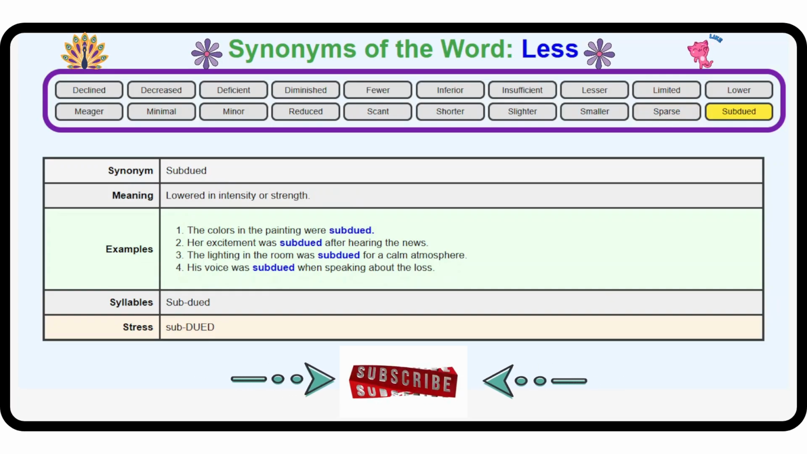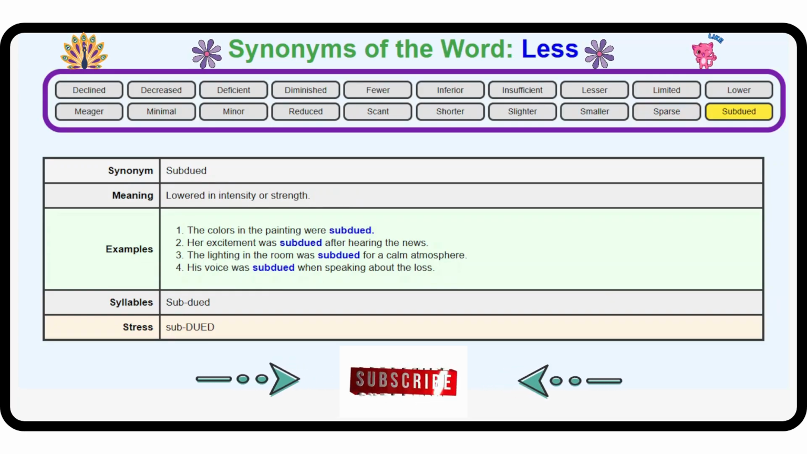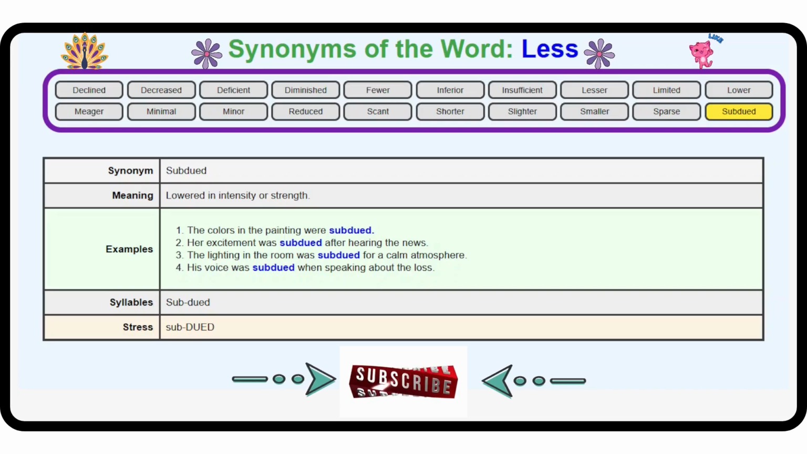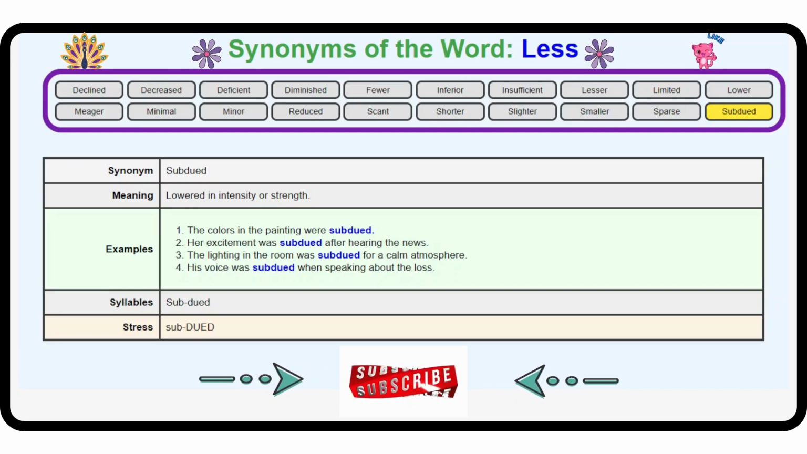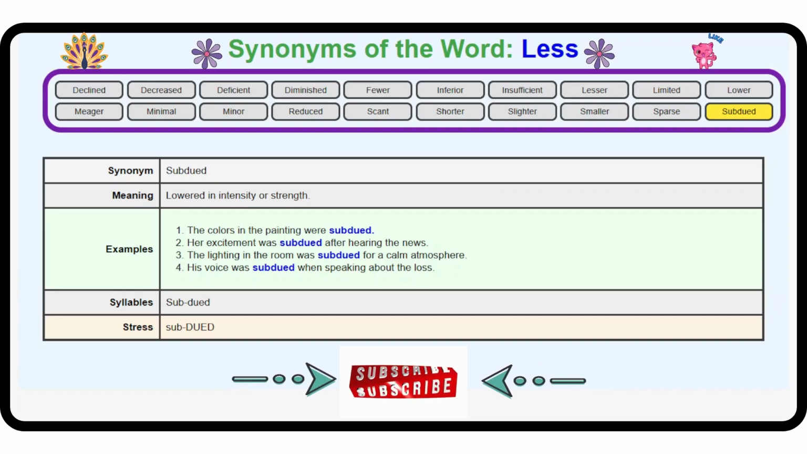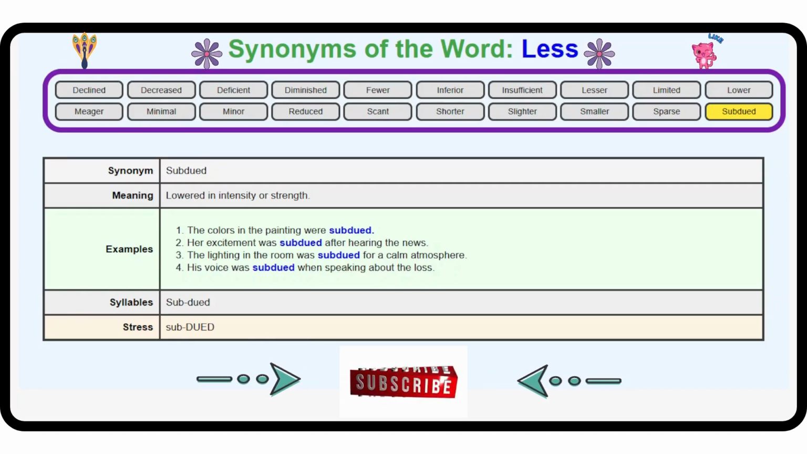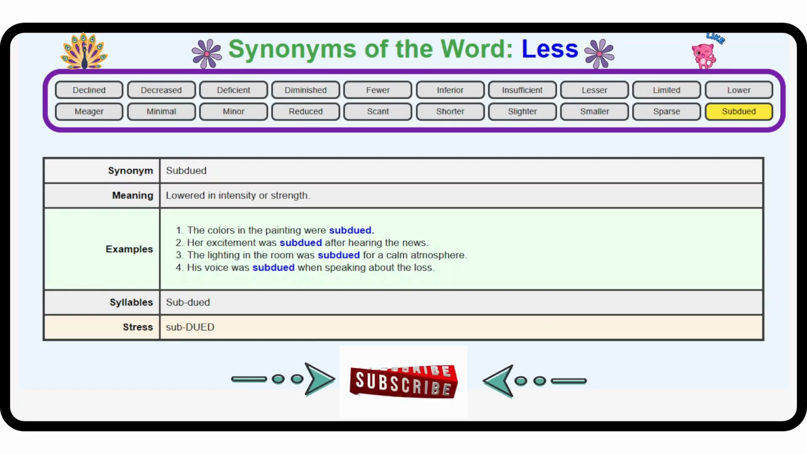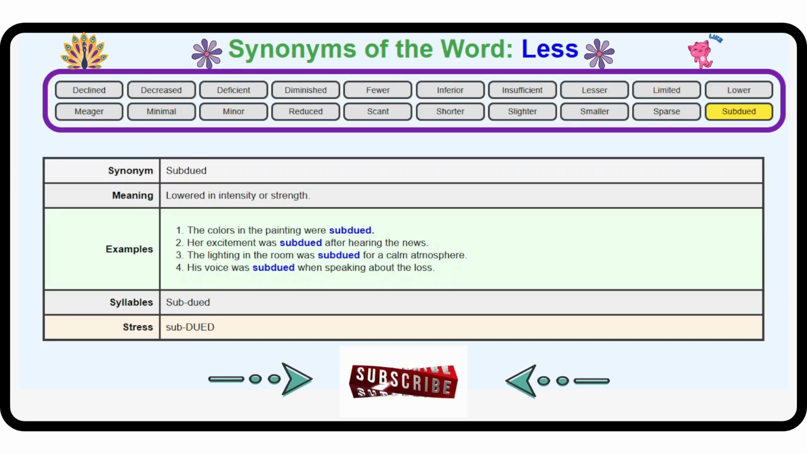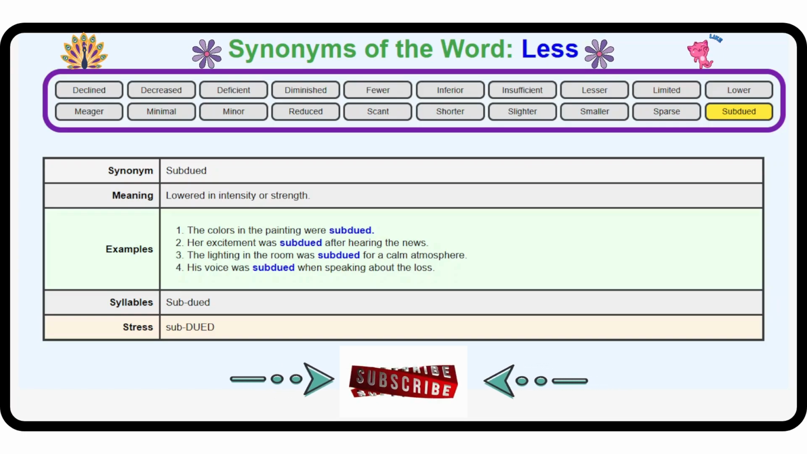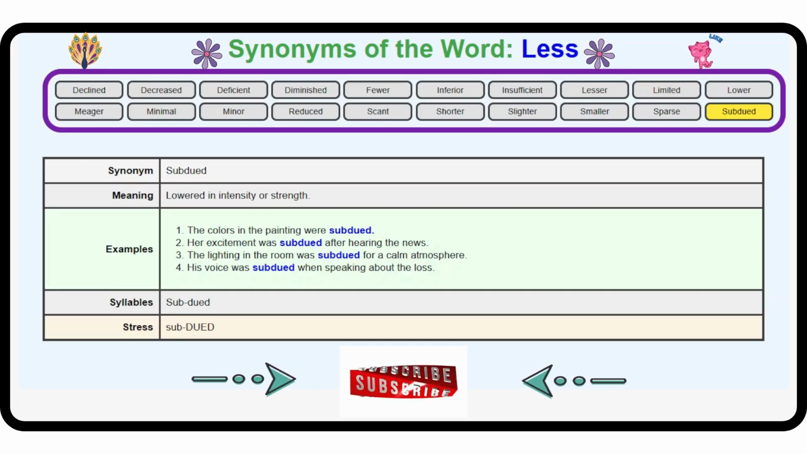Synonym, subdued. Meaning, lowered in intensity or strength. Example 1, the colors in the painting were subdued. Example 2, her excitement was subdued after hearing the news. Example 3, the lighting in the room was subdued for a calm atmosphere. Example 4, his voice was subdued when speaking about the loss. Syllables, subdued. Stress, subdued.